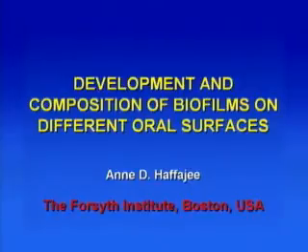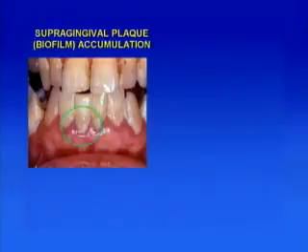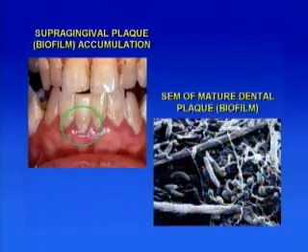What I'd like to talk about is the development and composition of biofilms on different oral surfaces. Now, the biofilms that form in the mouth are very complex. If we look at supragingival plaque, which is a biofilm that we often see as clinicians when we look in a patient's mouth, and we take a sample of this plaque and look at it under the microscope, what we see is that there is a wide variety of different organisms that one can see in this particular biofilm.